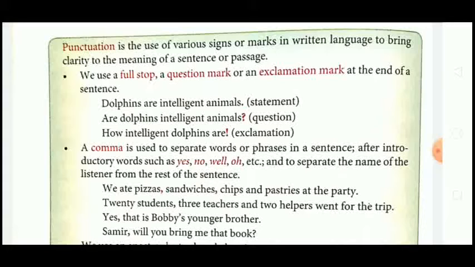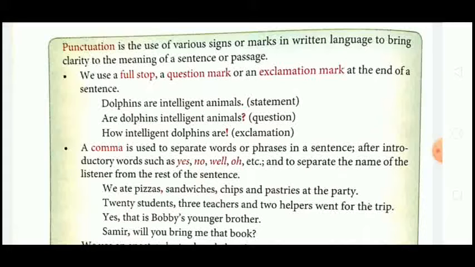Third one, how intelligent dolphin is! Here at the end we have put an exclamation mark. It means the sentence which comes from the depth of your heart, we use exclamation marks for them. This shows some excitement. So these are the three punctuation marks which we use at the end of a sentence.